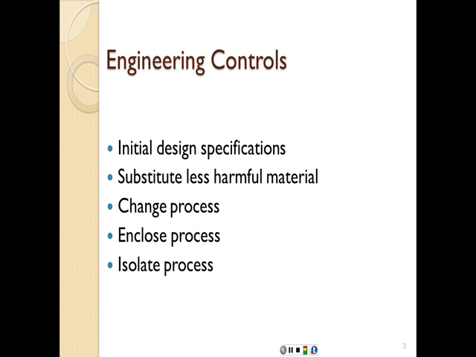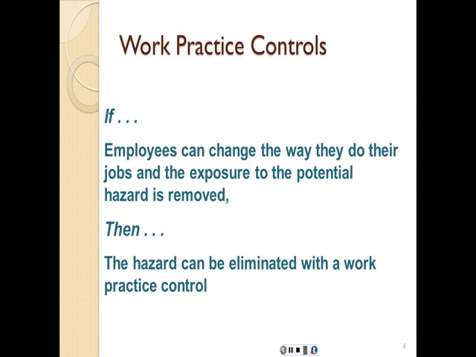Change the process or enclose the process. For example, if there's going to be some fumes, some sparks, some debris, if we can enclose it by putting some shields around the operation itself, that can protect the other employees on site. Or isolate the process. So all of these are engineering controls that can be adopted in redesigning the process itself to minimize the exposure of the employees.